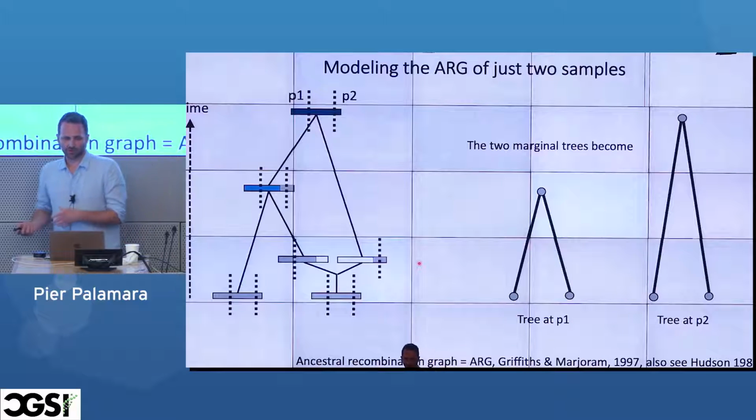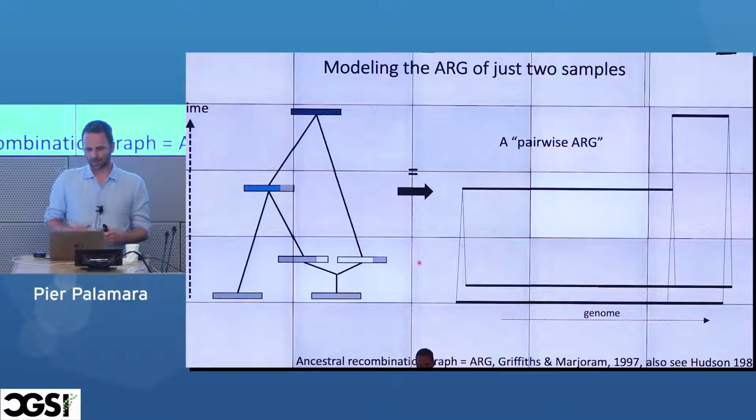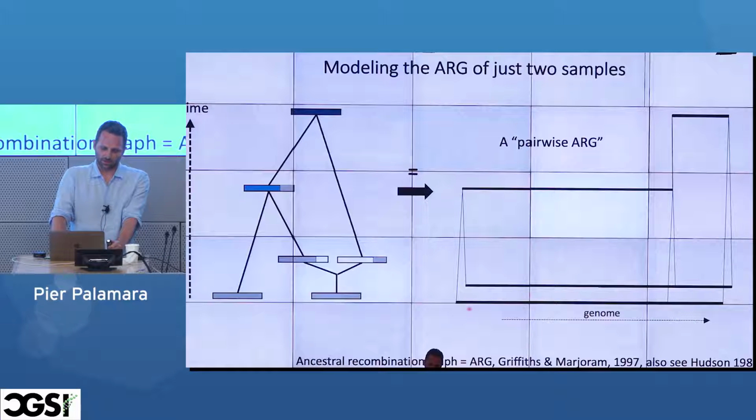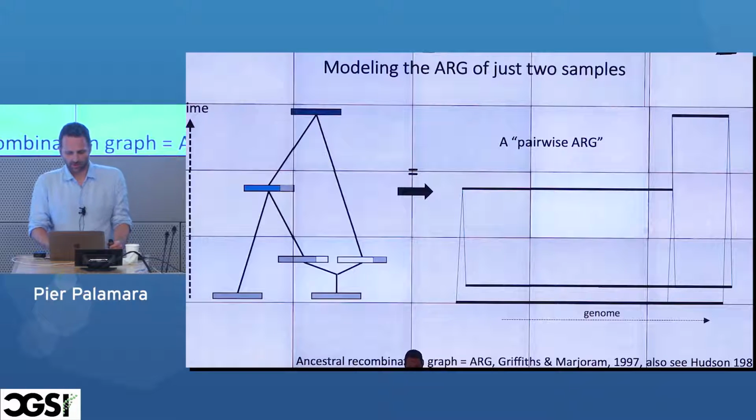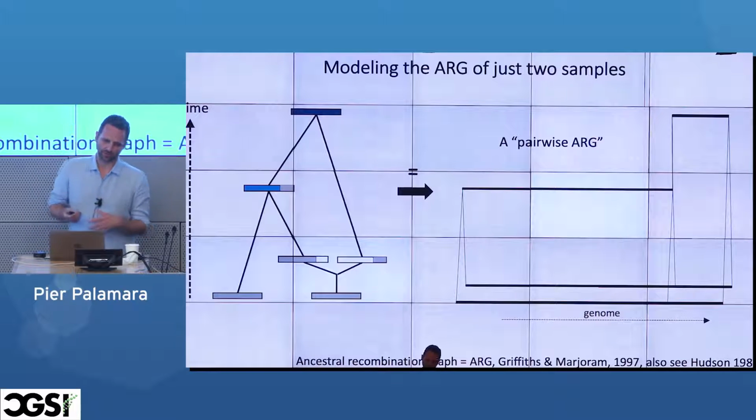Another way of showing the same information is this, which I'm going to use later on as well. This is a way of showing you a pairwise ARG, which represents the two haploid genomes at the bottom. These are the ancestors, and the height here is also called TMRCA, or time to most recent common ancestor. So you get a piecewise constant function along the genome that describes the ARG for two samples.